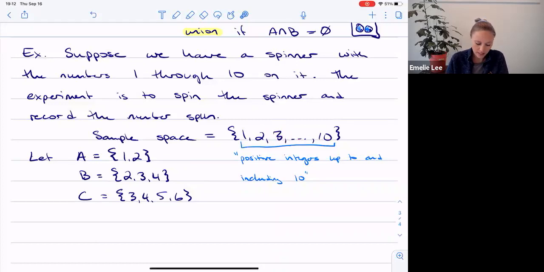What we're going to do is let A be the set of either 1 or 2. If you spin a 1 or a 2, then we say that event A has happened. For B to have happened, we need a 2, 3, or a 4. And for C to have happened, we need a 3, 4, 5, or a 6. So C is the biggest set out of these three, because there are 4 elements.